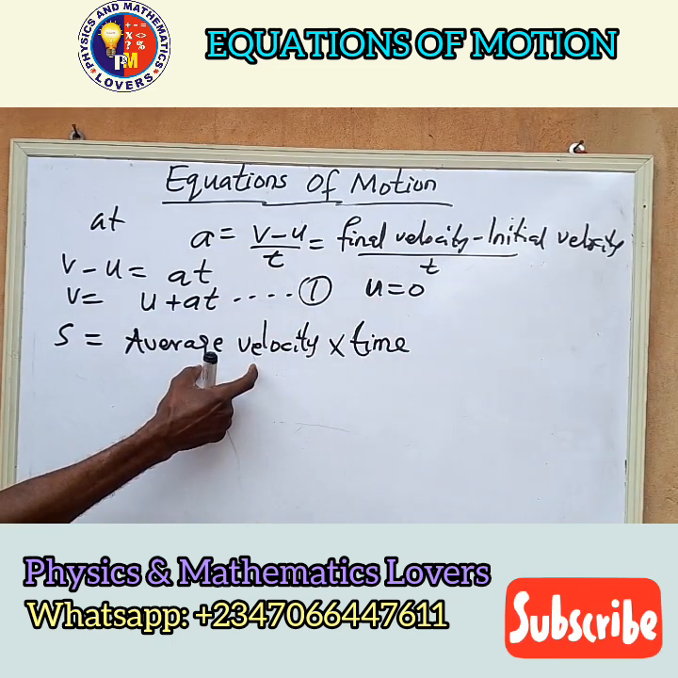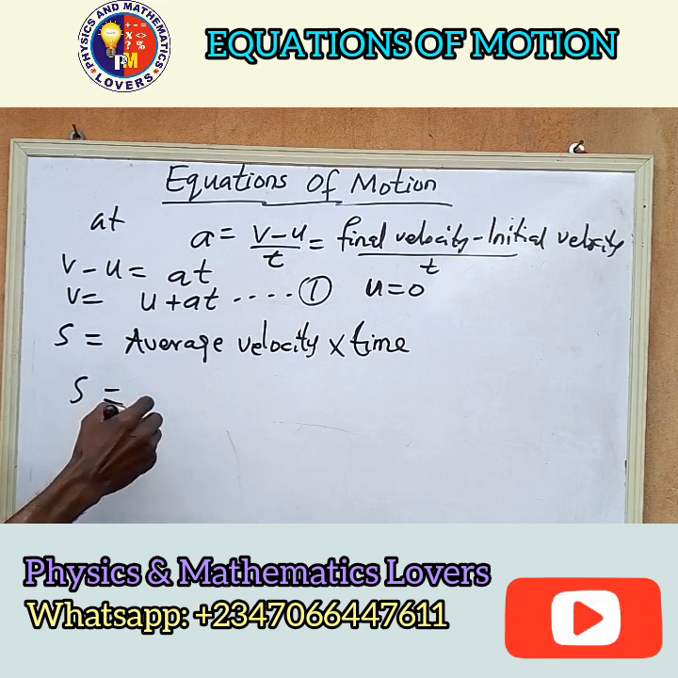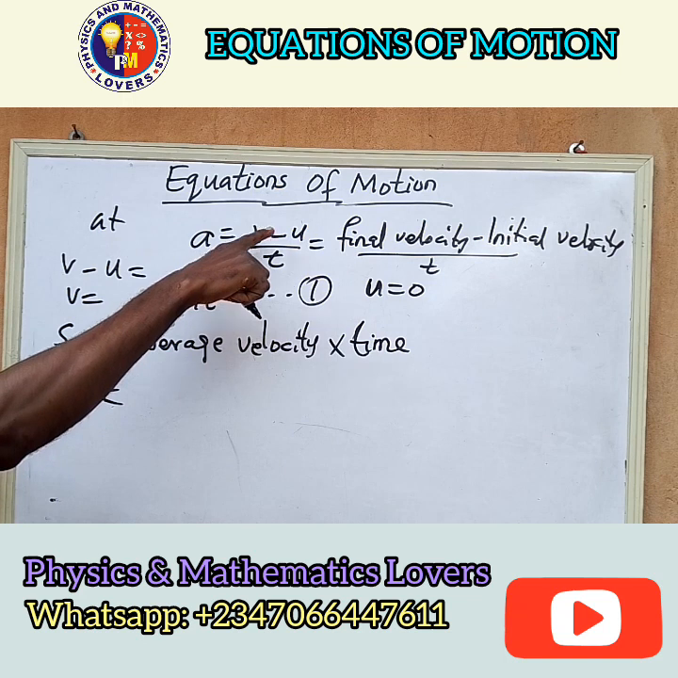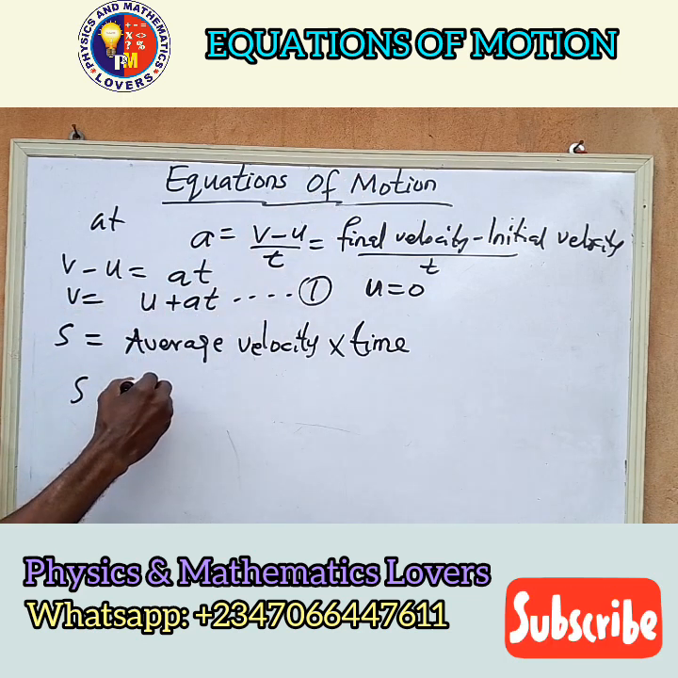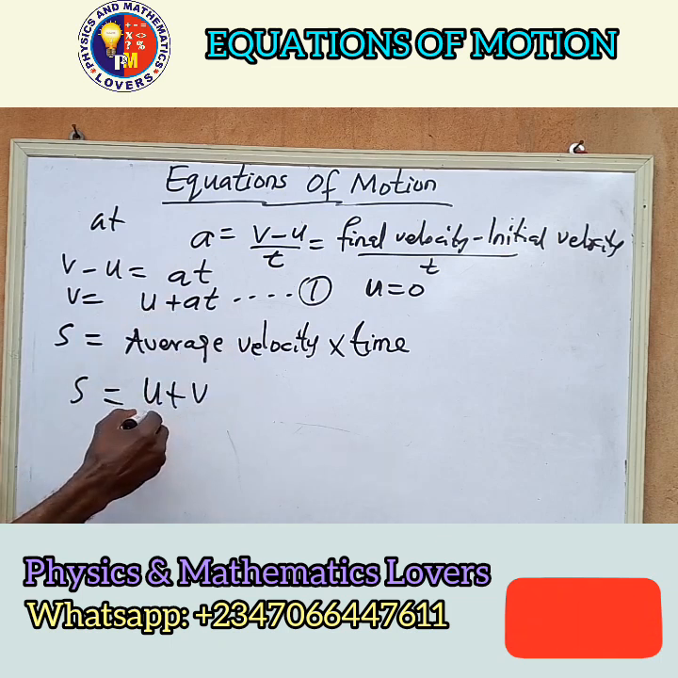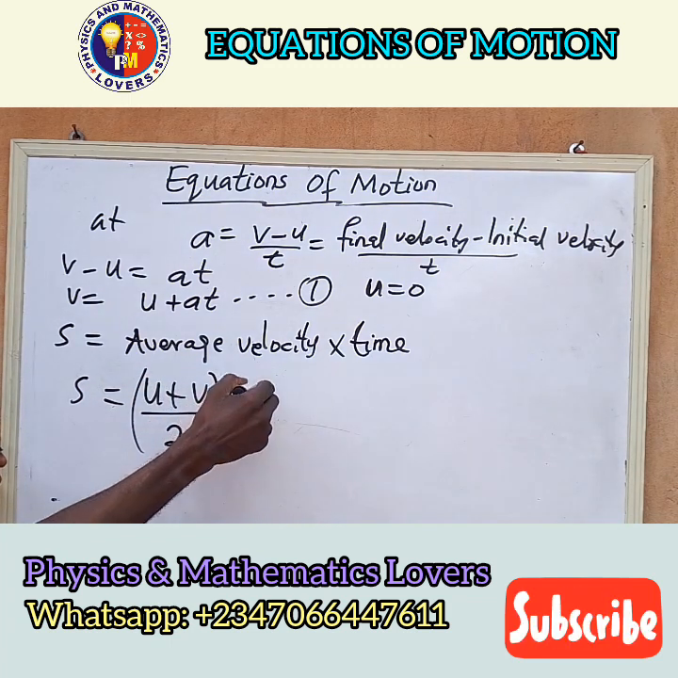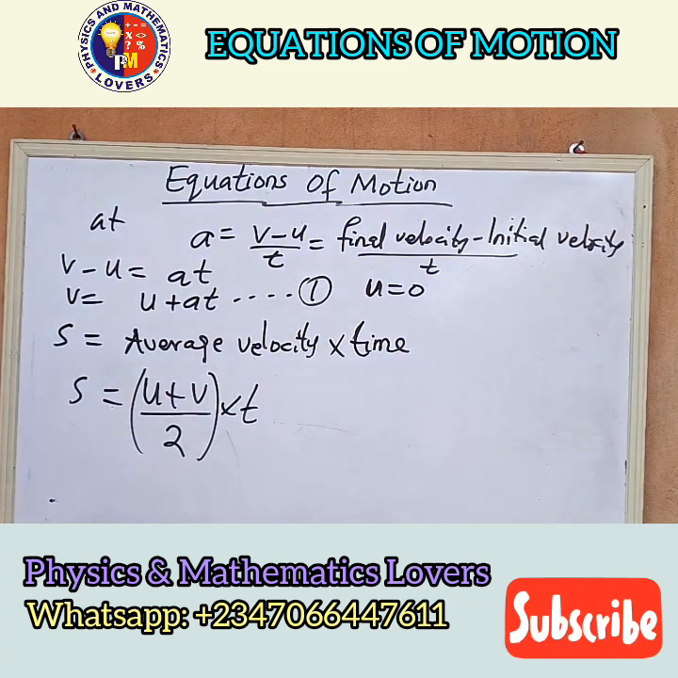How do we calculate average velocity? Average velocity is the initial velocity plus the final velocity, that is u plus v, or final velocity plus initial velocity, all over 2. So s equals (u plus v) over 2, times our time t. Okay, now we can call this equation 2.